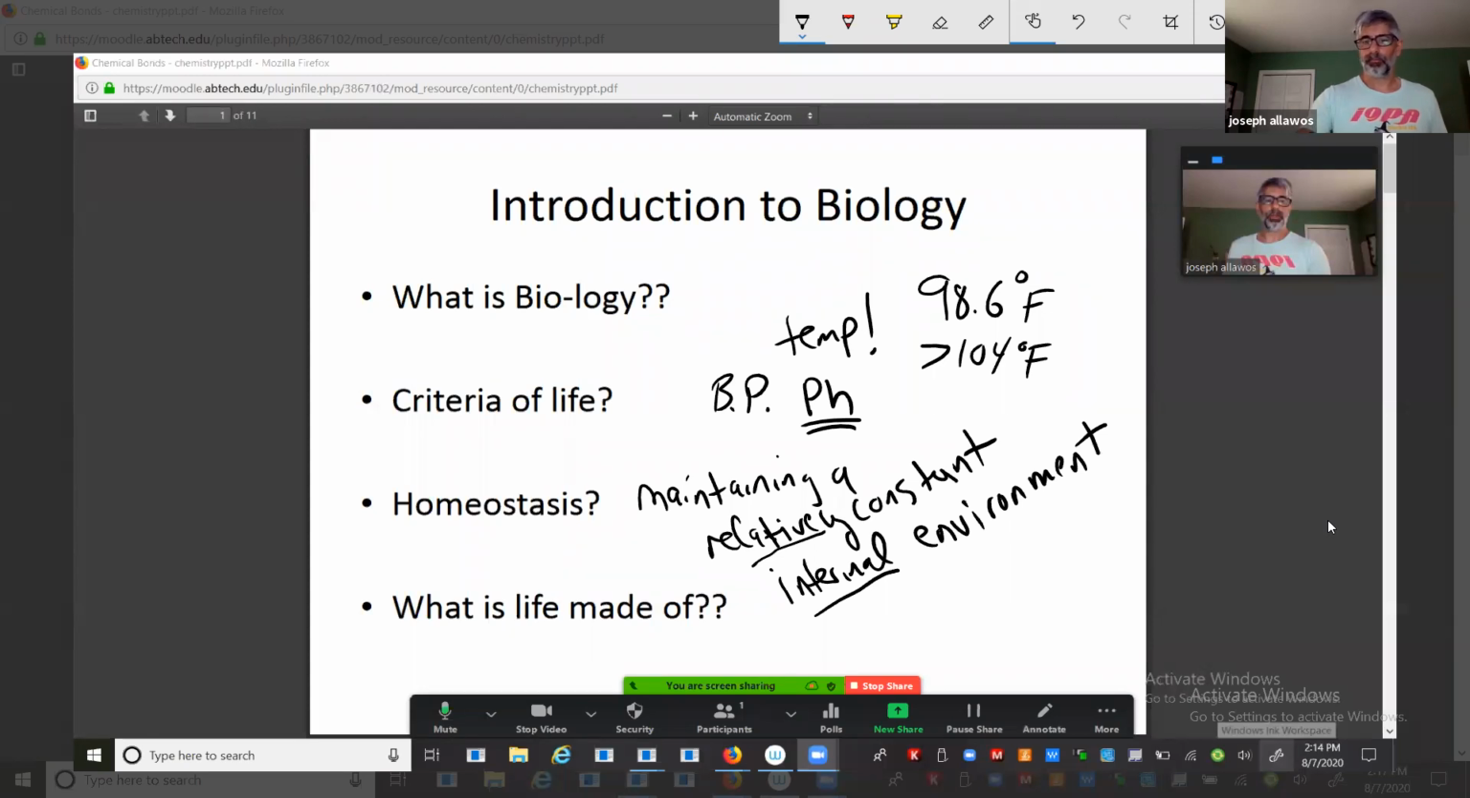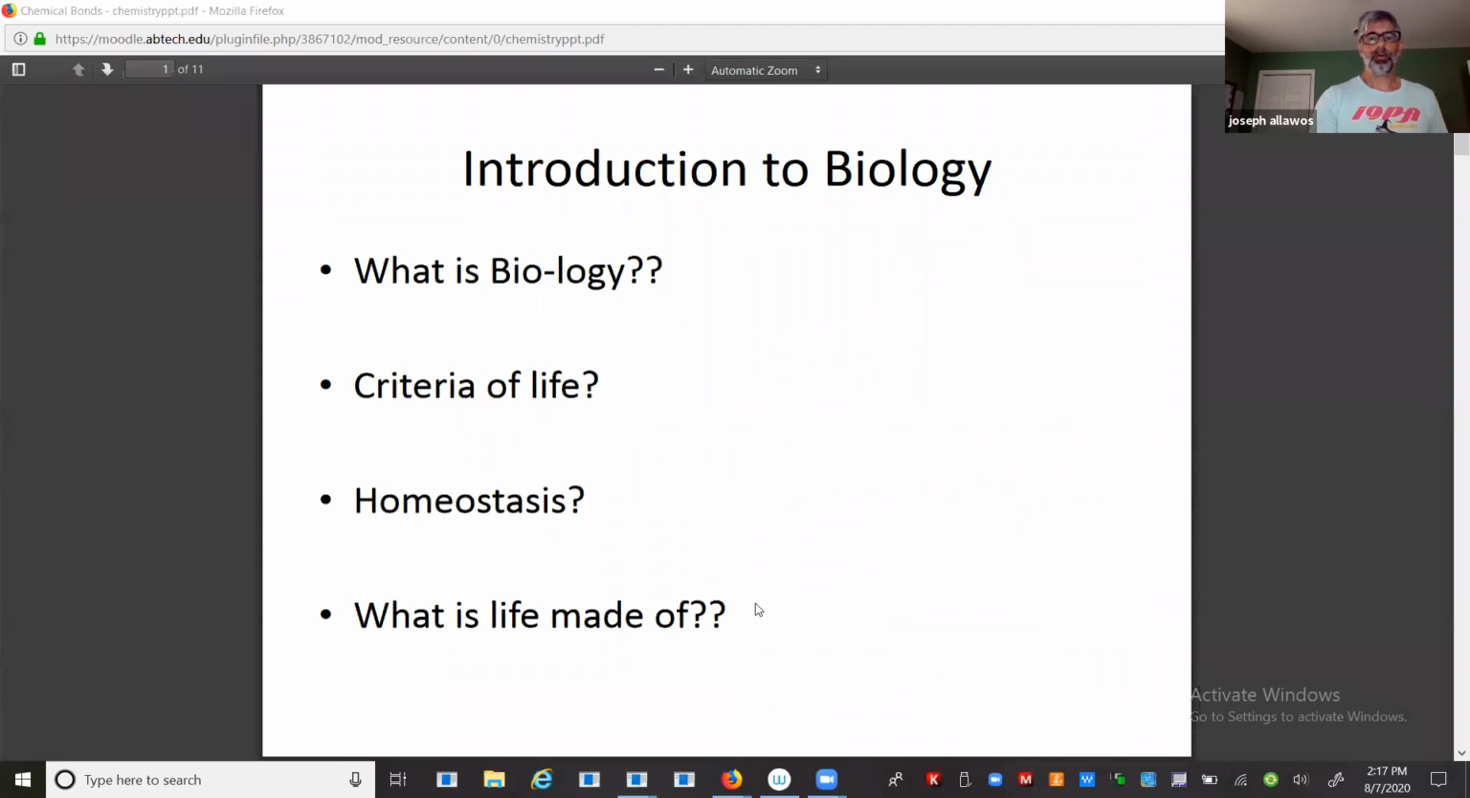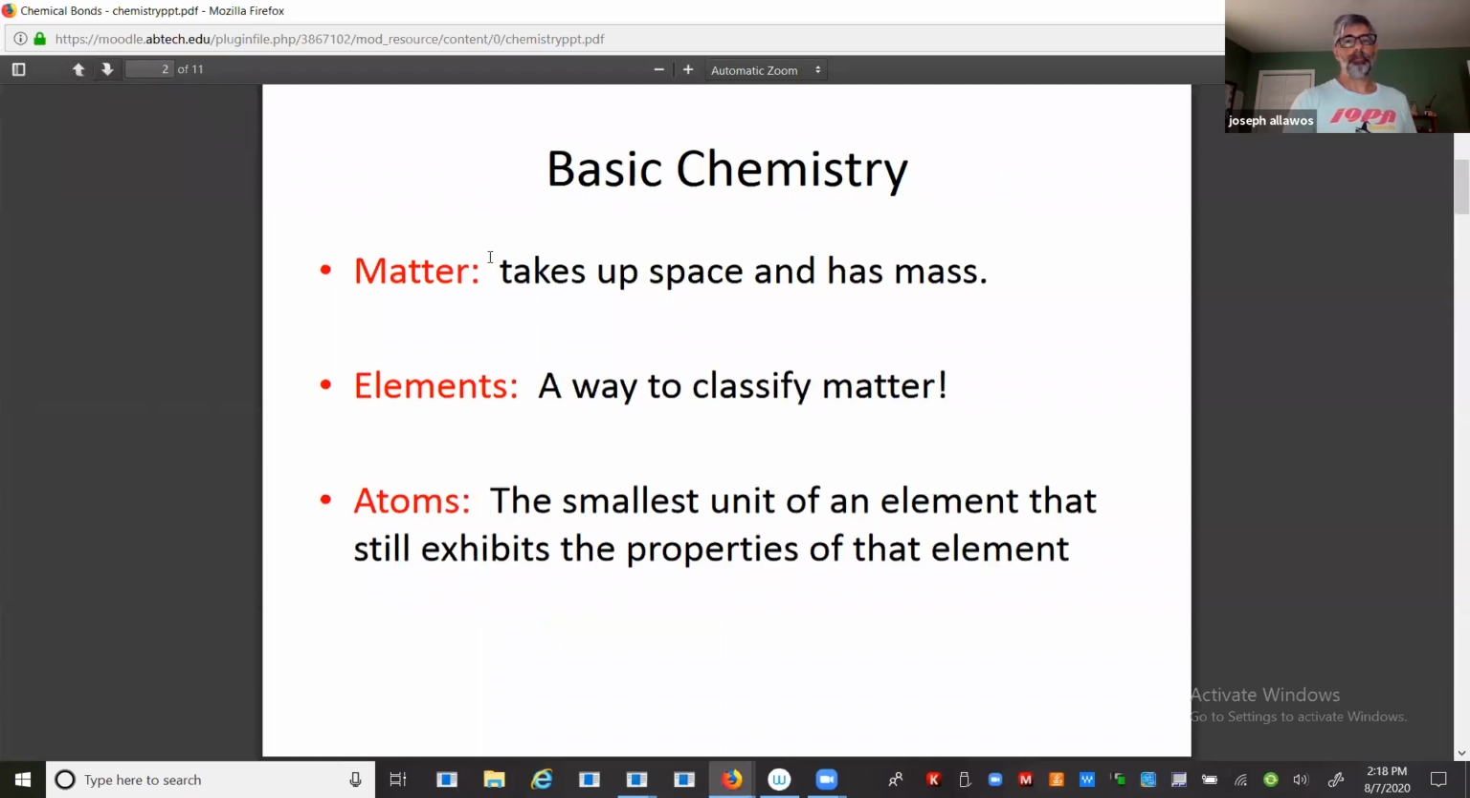Okay. So that gives you a little bit of an idea of what homeostasis is. And now, what is life made of? In other words, what are the building blocks of life? And this logically sends us into talking about chemistry, right? When we start thinking about chemistry, we have to think about elements and matter, okay? We're going to come back to the question of what we are made of in terms of matter and elements.